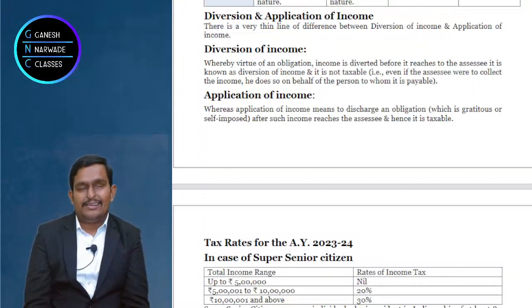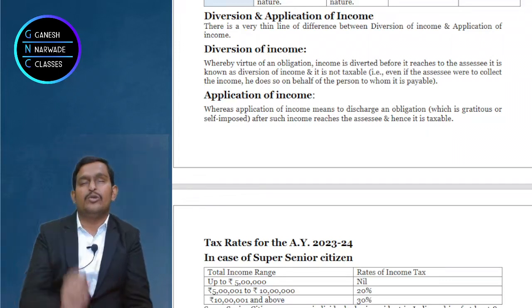First, there is a term called diversion of income, and there is another term called application of income. Now, if I ask you which is taxable, diverted income or application of income, you will say, sir, we don't know. Can you just tell me the meaning? This is the right habit of a student. Never jump to give answers. Try to understand what it is and then come to conclusions.